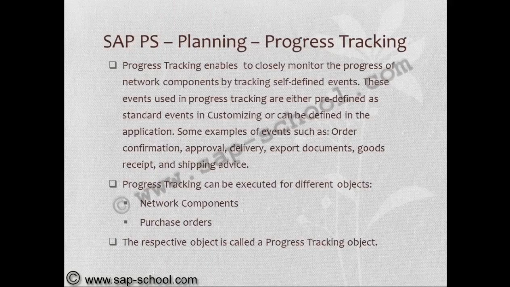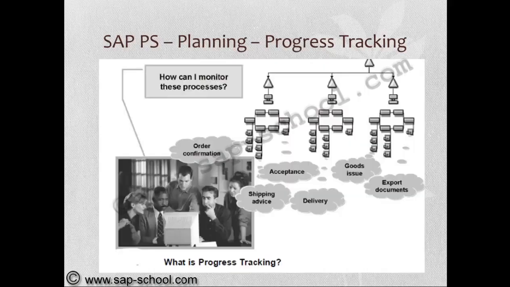These events used in progress tracking are either predefined as standard events in customizing or can be defined in the application. Examples of events are order confirmation, approval, delivery, export documents, goods receipt, and shipping advice. Progress tracking can be executed for different objects: network components and purchase orders. The respective object is called a progress tracking object.